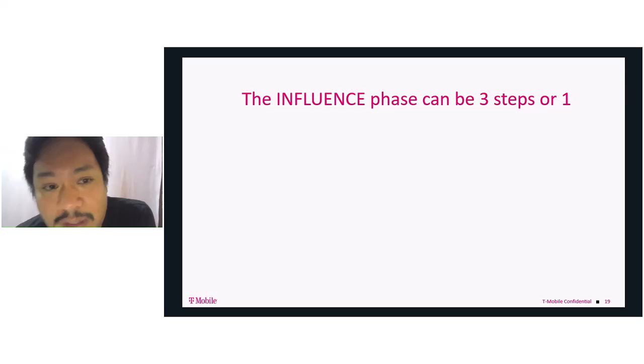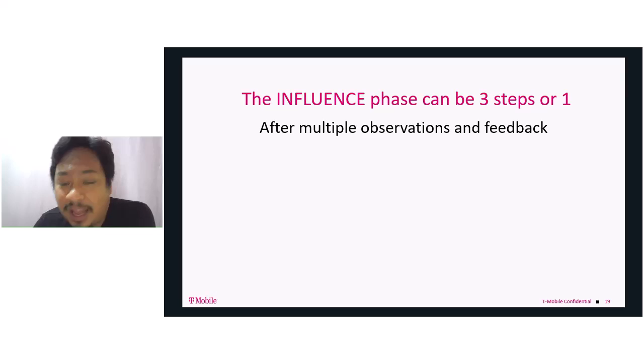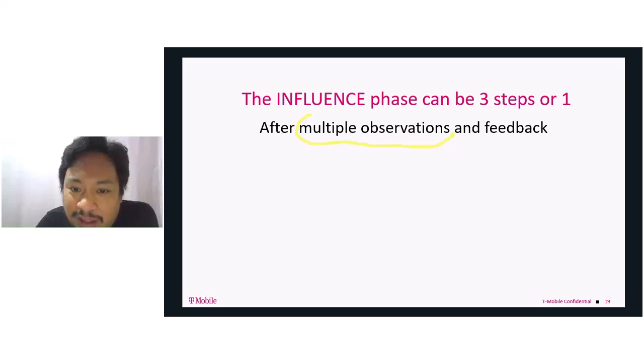So, after multiple observation and feedback, tandaan natin, after nung act part, meron dapat multiple observation and feedback. So, hindi natatapos yung act, ha? Hindi ibig sabihin sinabi mo yung gagawin niya, gagawin na niya. No. Observe mo. Halimbawa, in-observe mo siya, tapos ginawa niya yung kailangan niyang gawin.